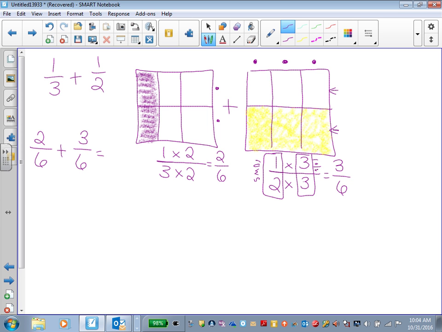We're multiplying by the columns. Over here, your 1/3 was the columns, and then you're multiplying by the rows. Y'all see that? So to find your equivalent fraction, you're always going to multiply your columns by your rows. Okay? So now that we have equivalent fractions, or we have common denominators, 2/6 plus 3/6 is what? 5/6.